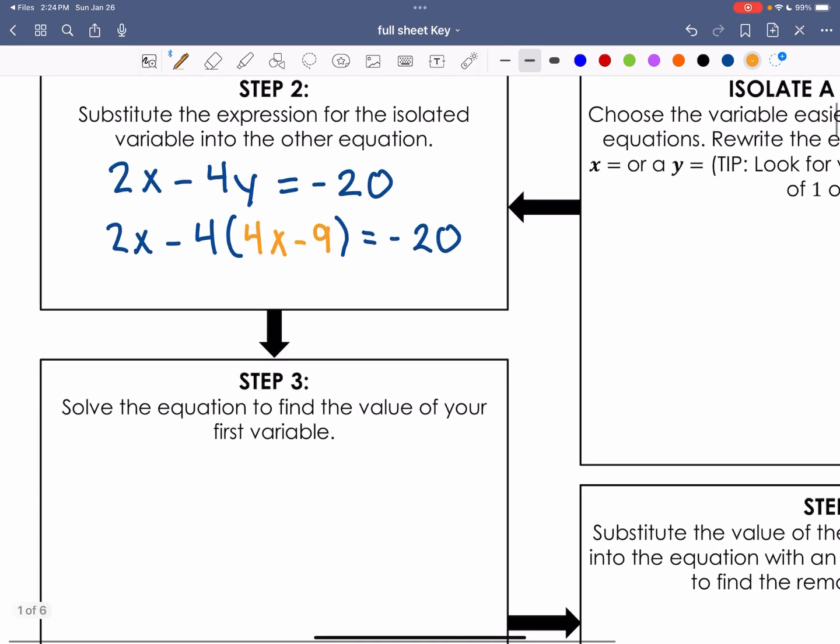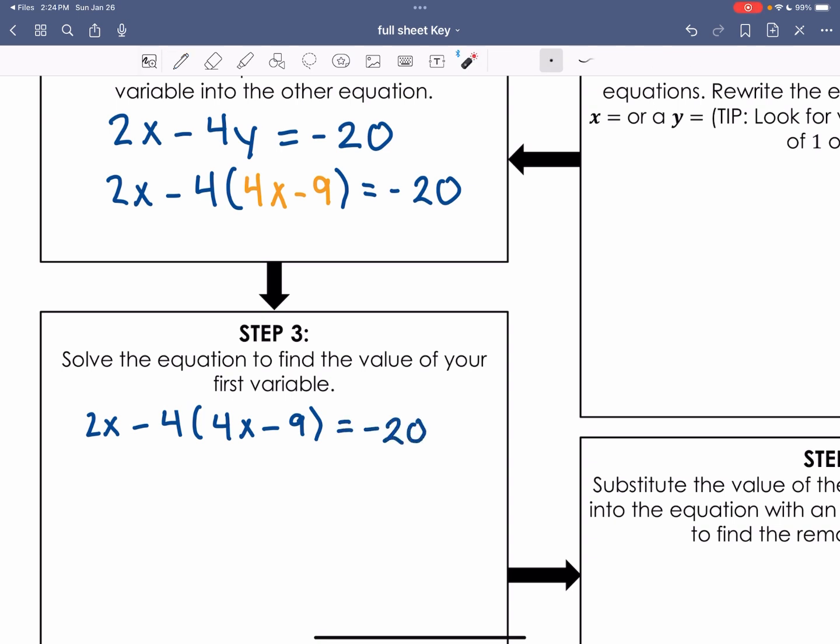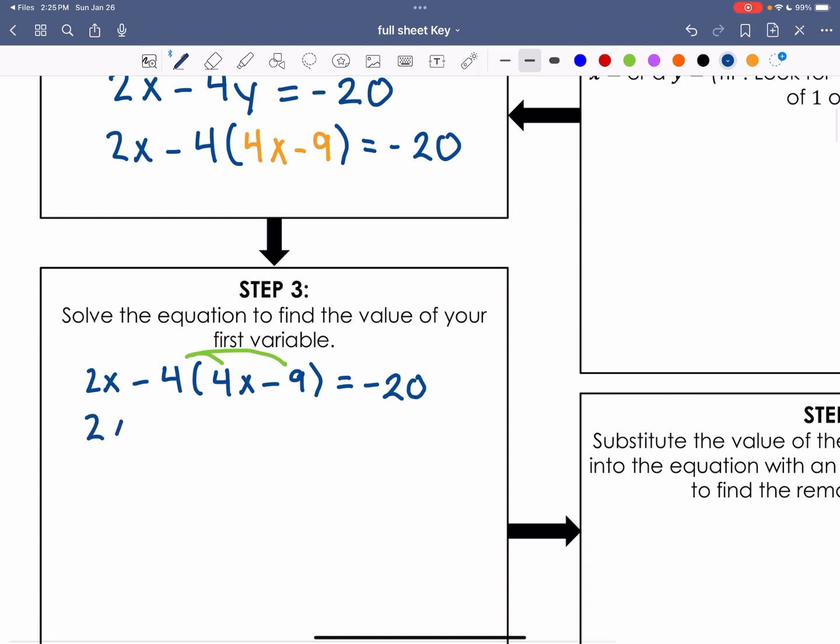All right, next step is step 3, which says solve that equation to find the value of our first variable. So go ahead and copy down what you had. So 2x minus 4 multiplied by 4x minus 9 equals negative 20. So we just copied down what we had from this last step. And now we're going to solve just like normal. So distribute, and then next step will be combining like terms. So 2x, this will be minus 16x plus 36 equals negative 20.